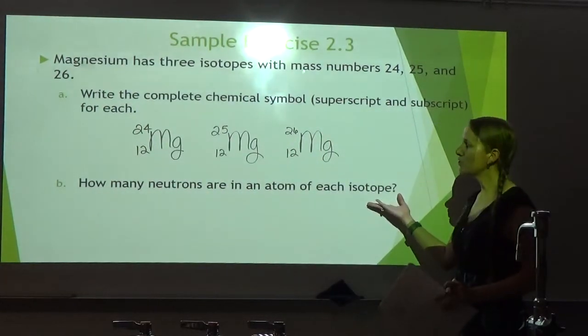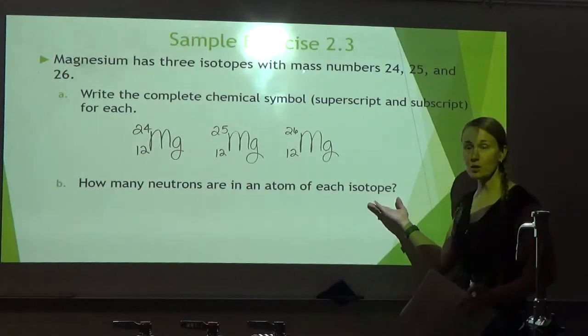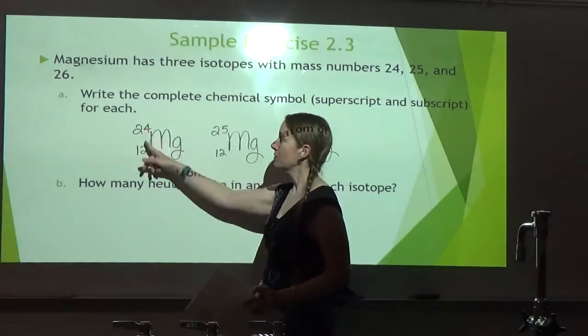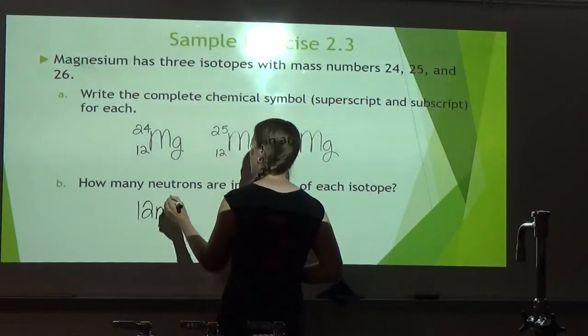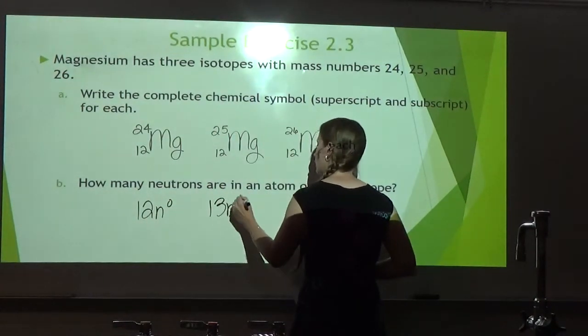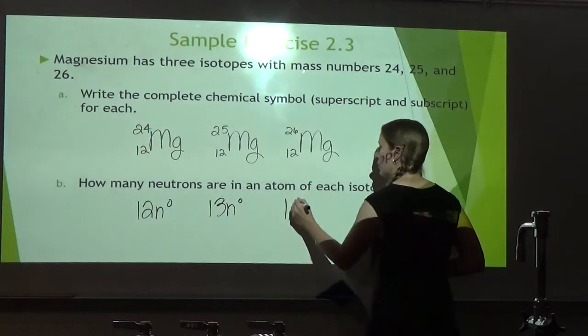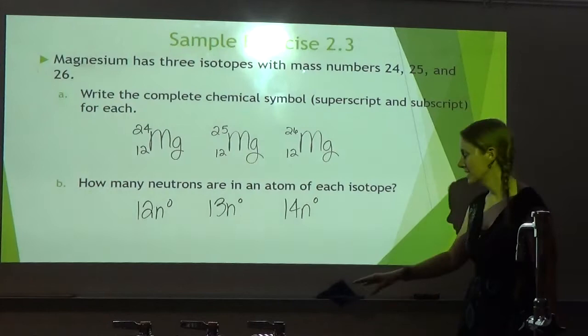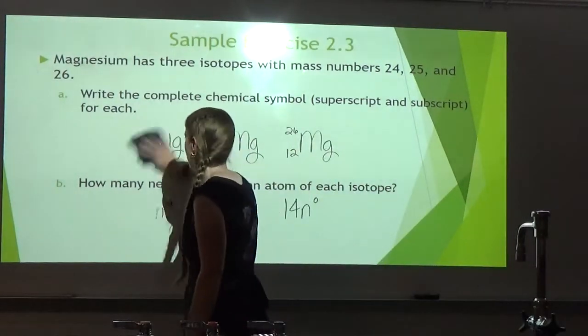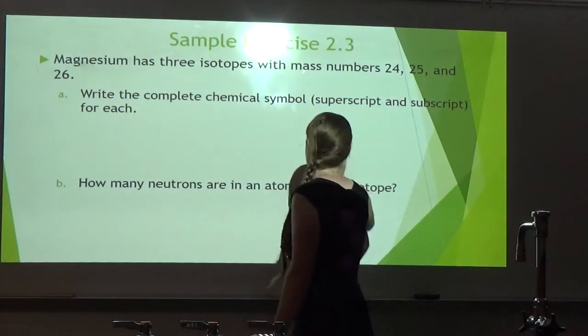Then it says how many neutrons are in an atom of each isotope. Well, it's super easy when you have those numbers, you just subtract down. So 24 minus 12 is 12 neutrons. 25 minus 12 is 13 neutrons. 26 minus 12 is 14 neutrons. Super easy. Or hopefully it is. Again, y'all, if you're struggling now, whew, it's going to be rough when we get to equilibrium.